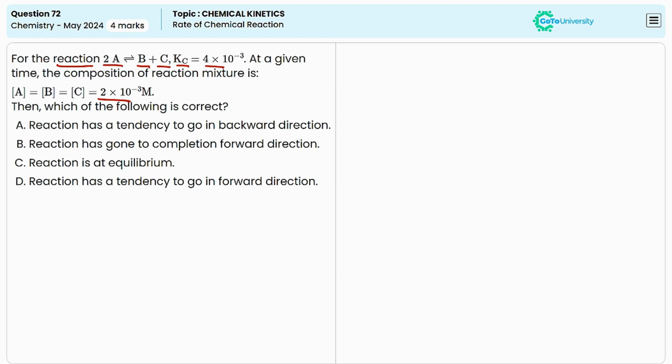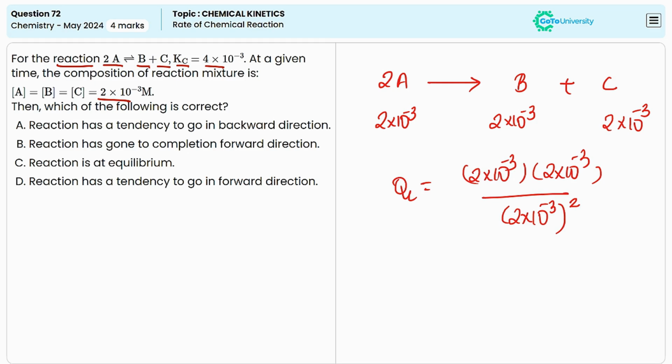Here the equilibrium constant value is given as 4 × 10^-3, and for this given reaction we can write the concentrations as 2 × 10^-3. Using the concentrations, we can find the value of the reaction quotient Q, that is the concentration of products divided by the concentration of the reactant. Here the coefficient of A is 2, so the concentration term should be raised to the power of 2, and the final value will be 1.